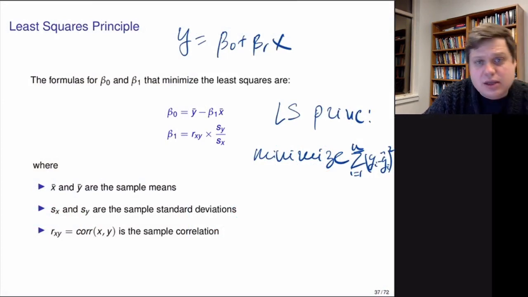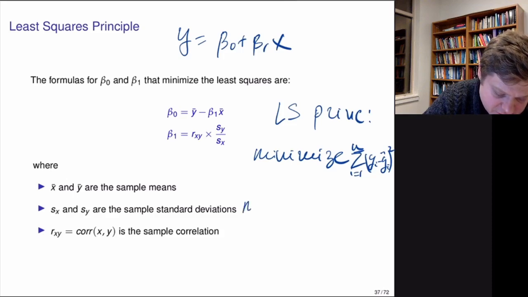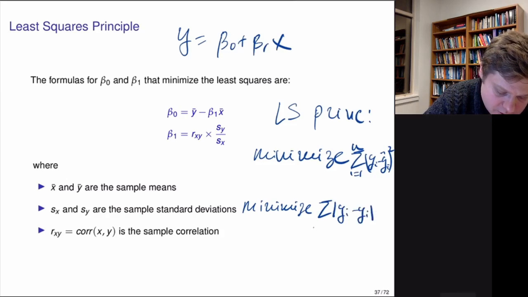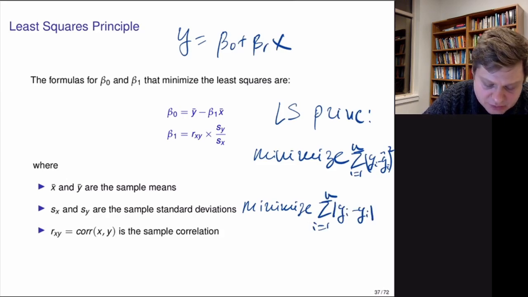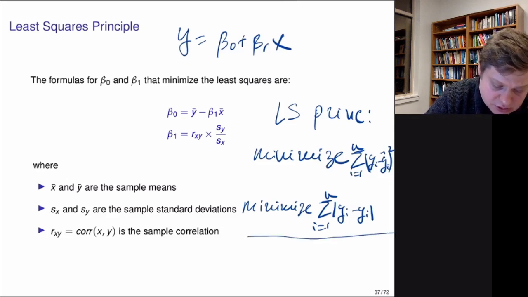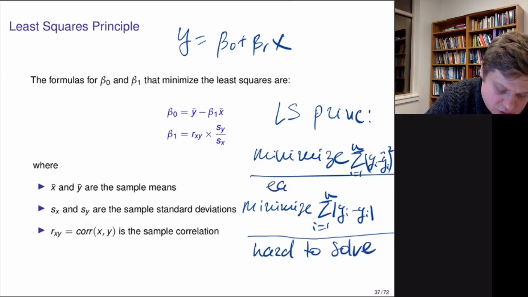Now you can ask, okay, we take the squares so we can avoid the cancellation of negatives and positives, but maybe instead of taking squares, we can minimize the absolute value of yi minus yi hat, for i from 1 to n. So instead of taking squares, we can minimize the absolute values of the residuals, and we also avoid the cancellation of negatives and positives this way. However, we don't have a convenient solution. So this problem is hard to solve, and this problem is easy to solve.